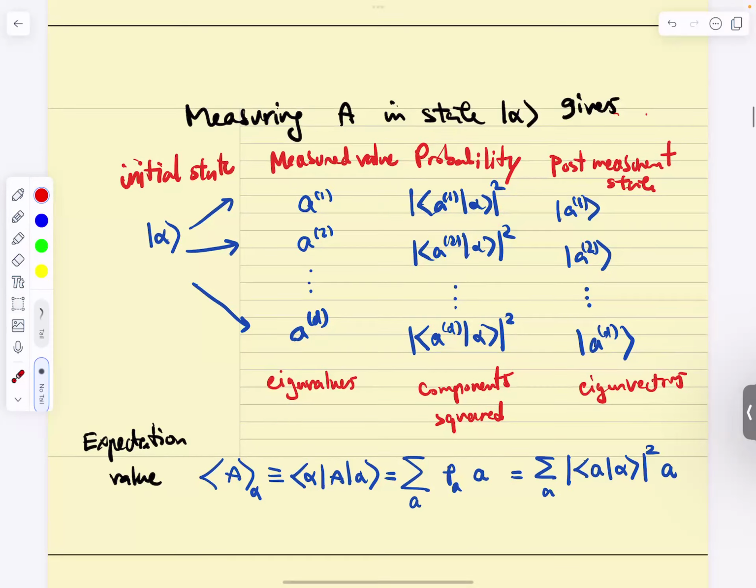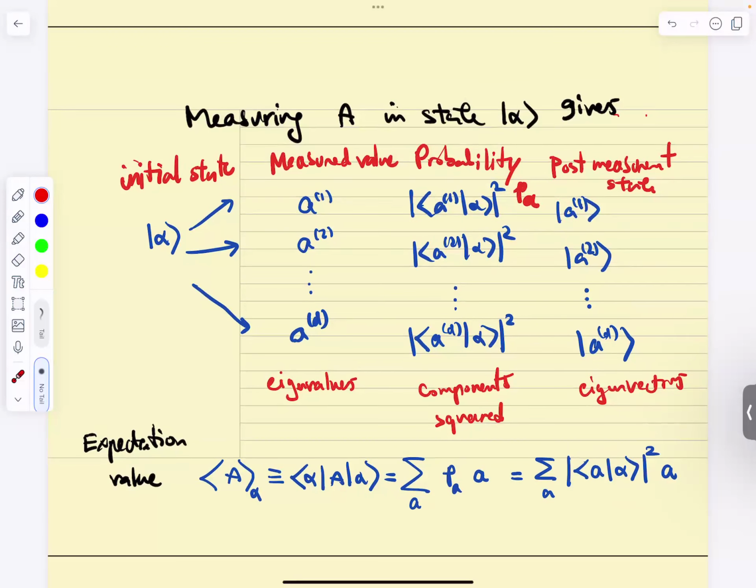Okay. The outcomes of the measurement, the values that we measure, are called eigenvalues. The components squared are the probabilities, and the eigenvectors are the states that we are thrown into after measurement. We talked about the expectation value, which is the sum of each outcome with its corresponding probability, right? This is the sum of a_i times P of a_i. And we saw that using the resolution of identity, you could write it this way. Or actually, you don't need to use the resolution of identity, just multiply these. Good? Any questions about this?